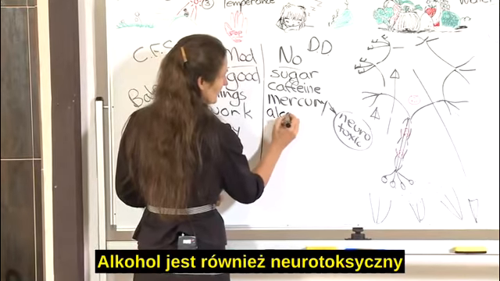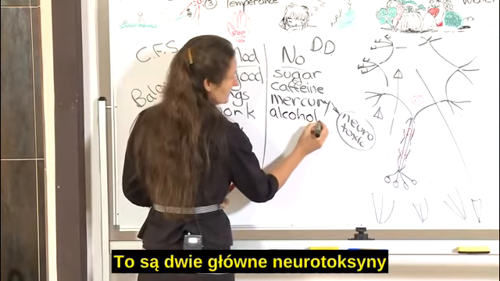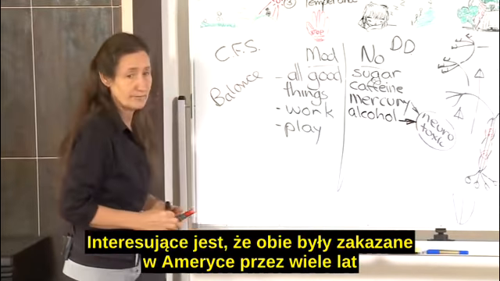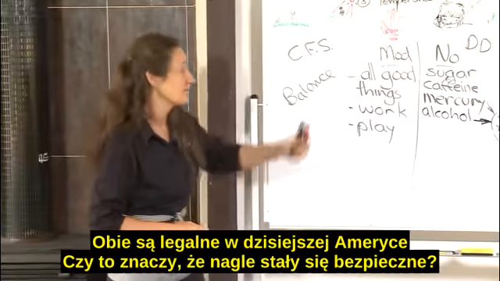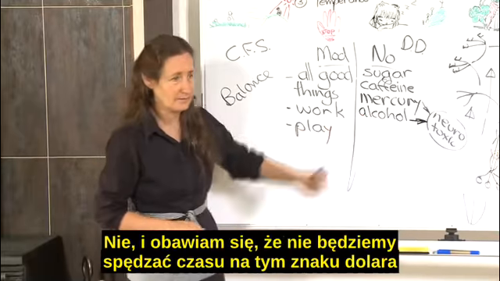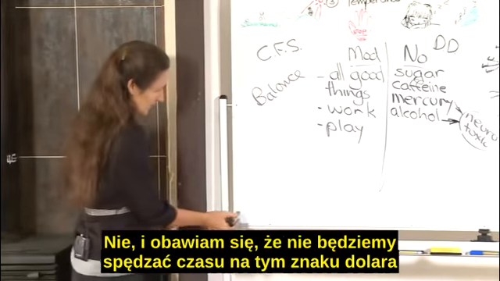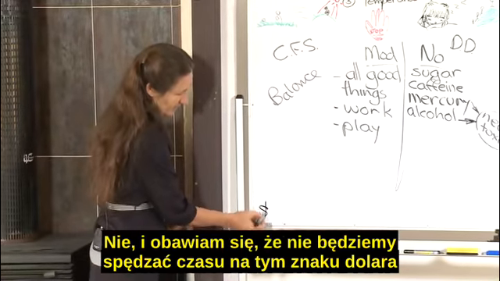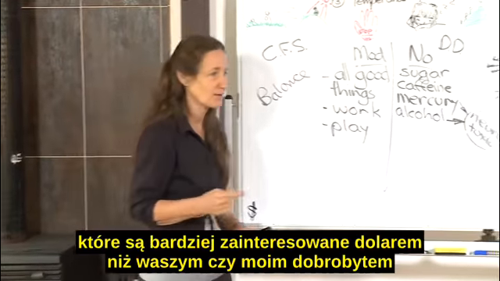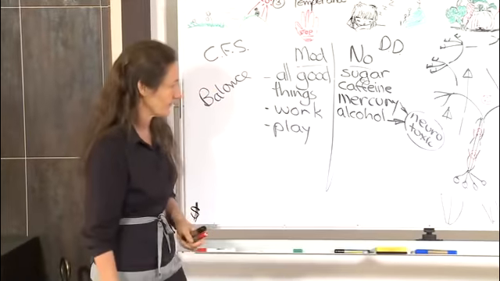Alcohol is also neurotoxic. These are the two main neurotoxins. Interesting, they were both banned in America for many years. They're both legal in America today. Does that mean they suddenly become safe? No, I'm afraid we're not going to spend time on this dollar sign here, but there's a lot of vested interests that are more interested in the dollar than you or my welfare.